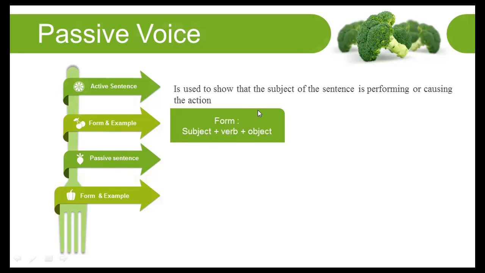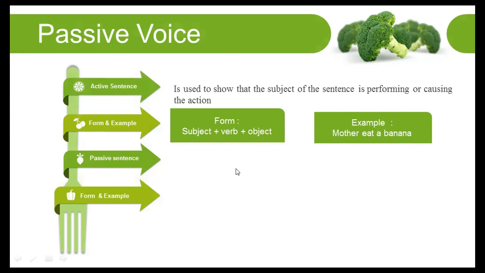And how about the example? The example: mother eat a banana. This is the example for active voice. Where is the subject? The subject is mother. Where is the verb? The verb is eat. And a banana, we make it to be the object. And this is the form or pattern for the active sentence: subject, verb, and object.